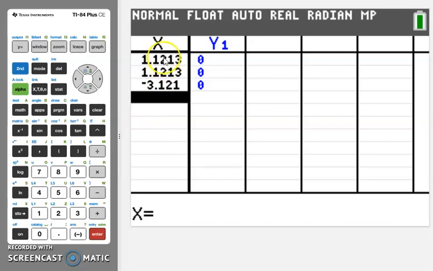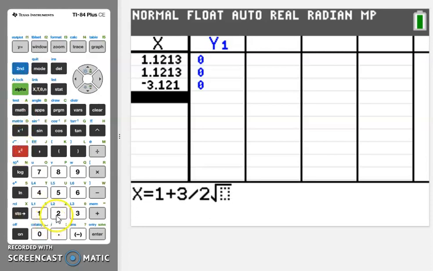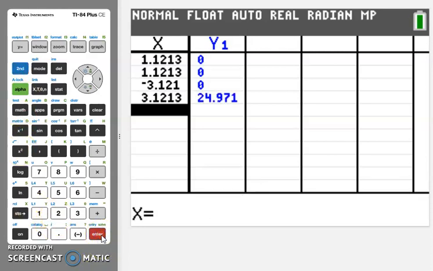So answer choice A and B both returned a value of 0. For C, you probably know none of these are going to work, but I want to type them anyway. So I'm going to type 1 plus 3 divided by 2 times the square root of 2. Enter. And of course, that's not a 0. That's just a function value of 24 something. So, all right, let's move on to D.